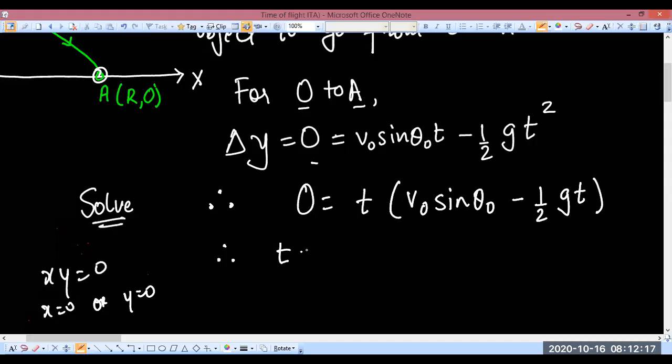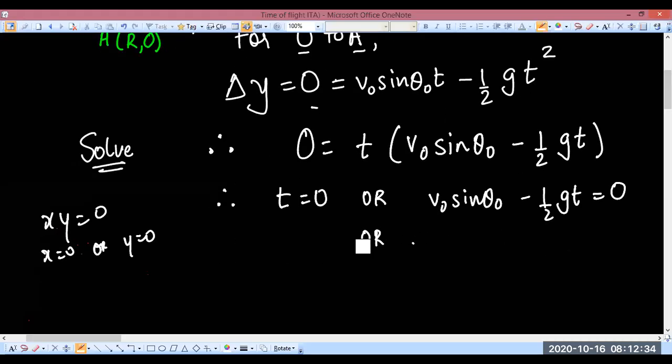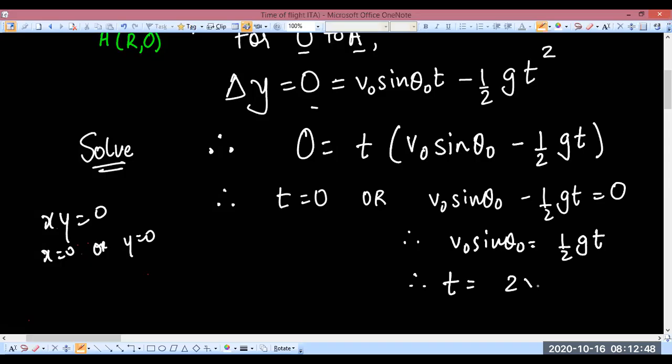So you get t is equal to 0 or v0 sine theta 0 minus 1 by 2 gt is equal to 0. Okay, so two possibilities. Let's work on the second one. t equal to 0 has come, we'll keep that aside. So here we will get v0 sine theta 0 is equal to 1 by 2 gt, putting this term on that side. So t is equal to 2v0 sine theta 0 divided by g.